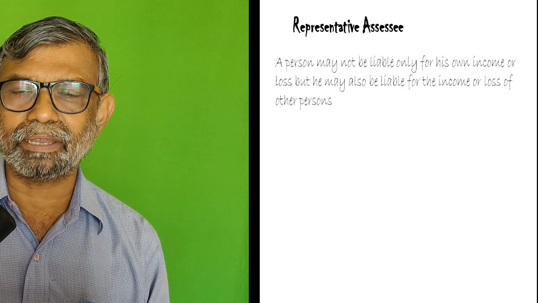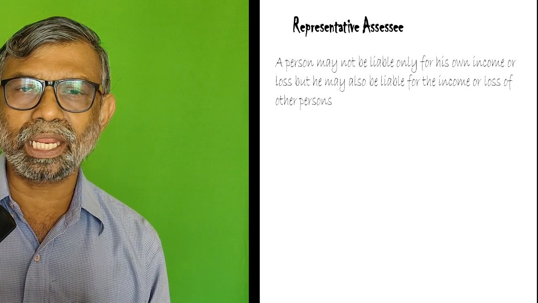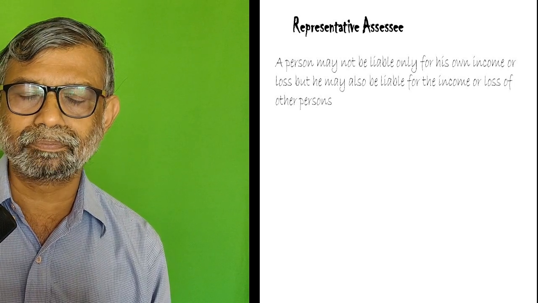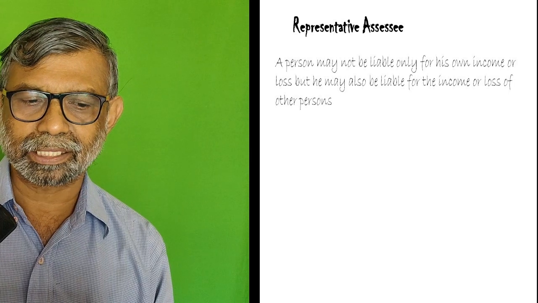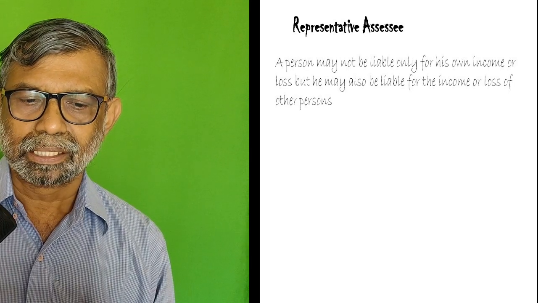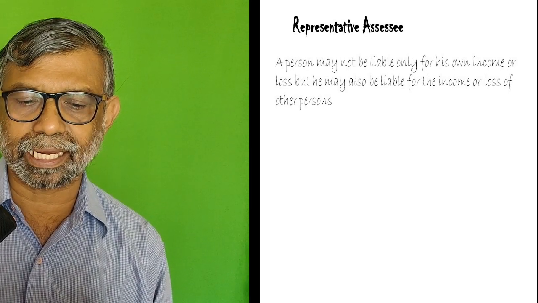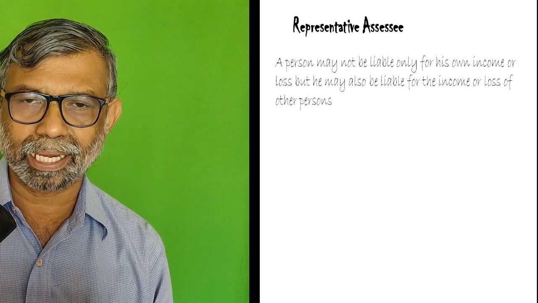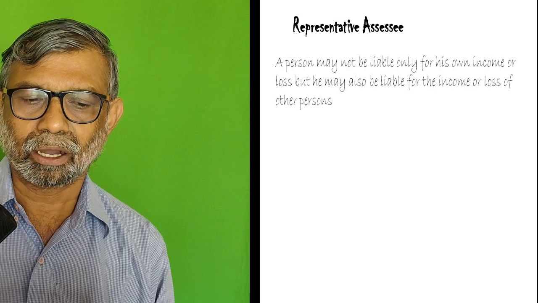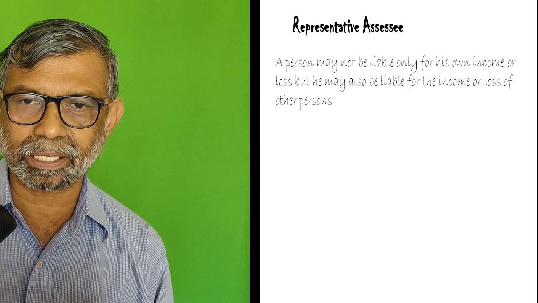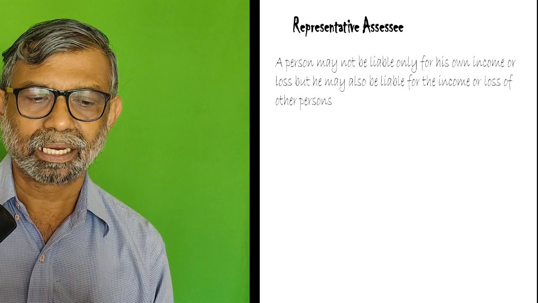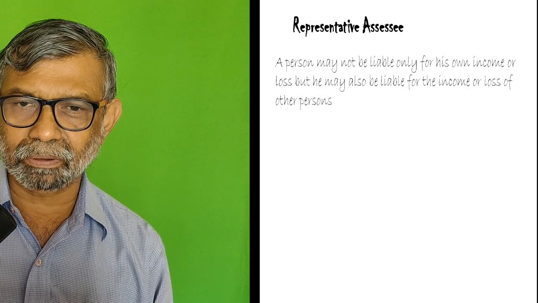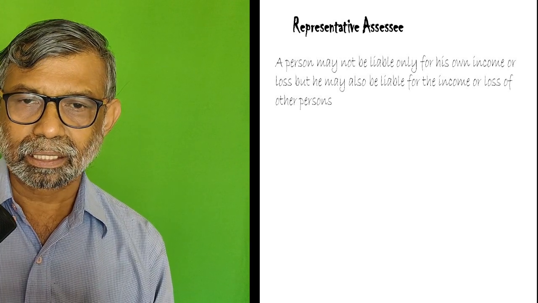Then if the club is having income, then you need to pay tax for that club. You are a representative assessee. Some examples: in the case of a non-resident, the agent of a non-resident is liable to pay tax. The agent of the non-resident is a representative assessee. Clear? He will be assessed for the income of the non-resident.